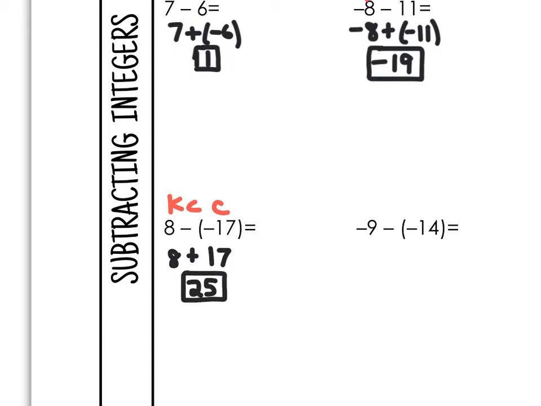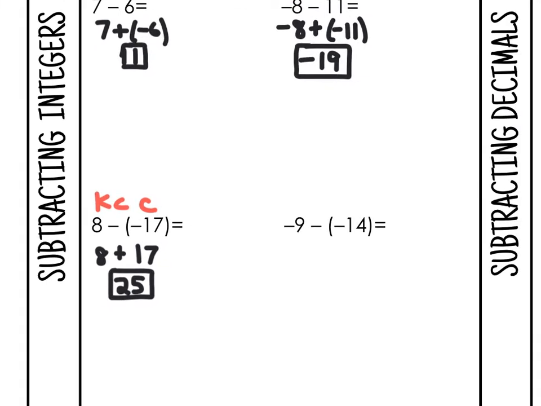And then for the last one here, negative 9 minus negative 14, we write keep, change, change. So then our problem is going to become negative 9 plus positive 14. And here we subtract because they're opposite signs, and we take the sign of the bigger absolute value. So our answer is 5.